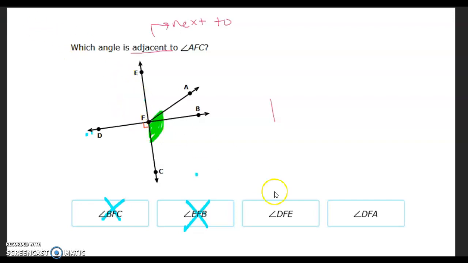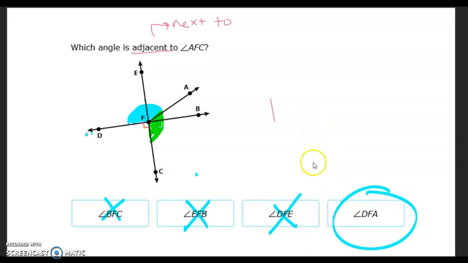Let's try this very last one just to verify that it's it. D, F, and A. So I start at the letter D, I follow it to F and to A, and that is this angle. Now this angle, it doesn't overlap the green. It is right next to it. There's no angles in between it, so this one must be it. So it's testing your ability to know adjacent, and it's testing your ability to find angles.